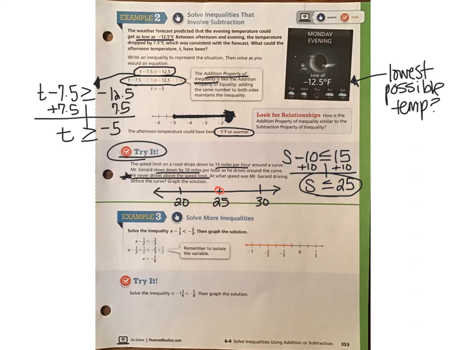Now, that circle needs to be filled in to represent that 25 could be the speed that Mr. Gerard was going before he slowed down and got to that curve. And what we know is that his speed could not have been over 25 miles an hour, or he would have been over the speed limit around the curve. So we're going to shade going to the left because it's a less than or equal to symbol.